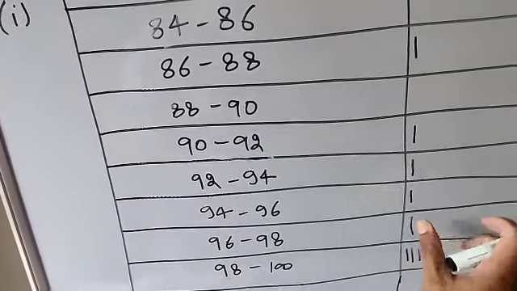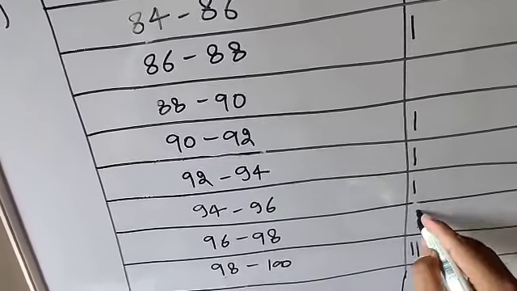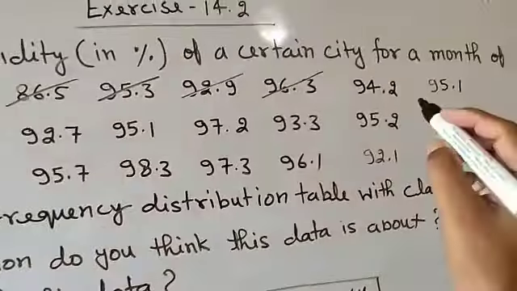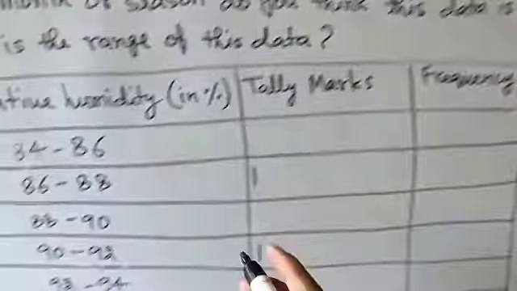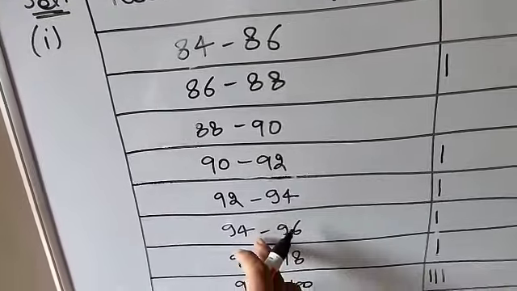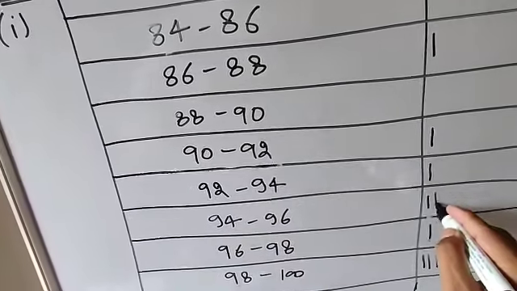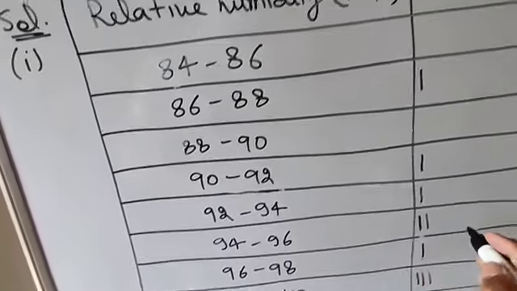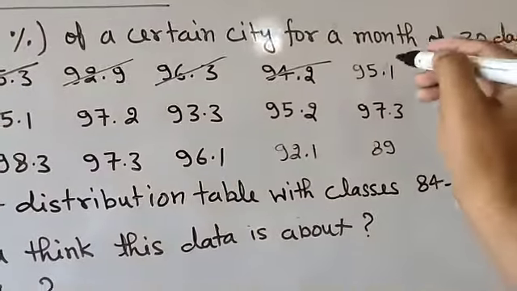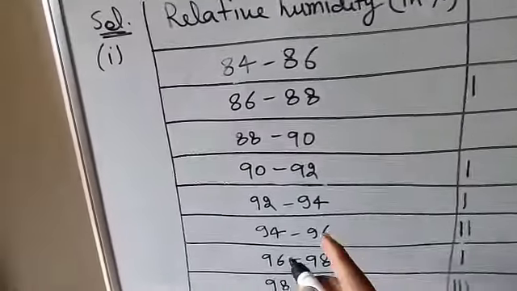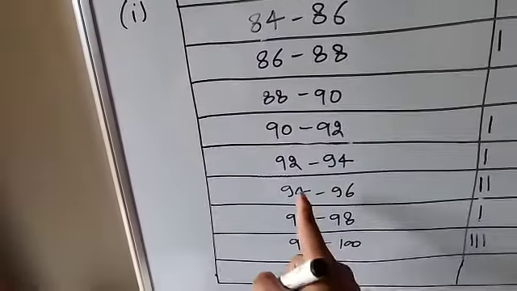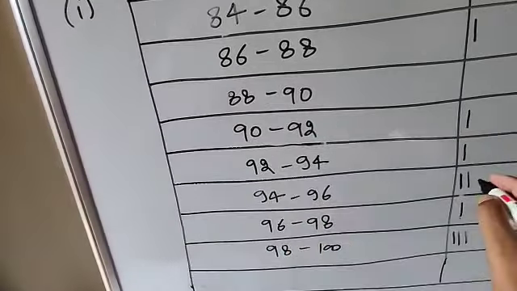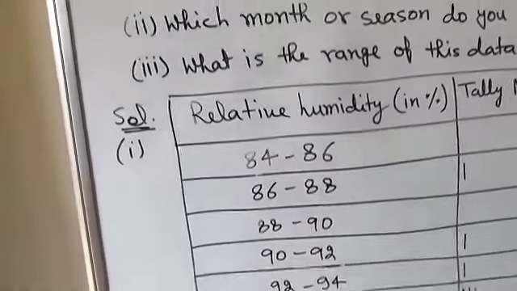So one tally mark you will draw it here like this. Then 94.2, cut it here, and 94.2 will exist between 94 and 96, so it will be here. Then next one is 95.1. So 95.1 will exist between 94 and 96. So it will be like this.